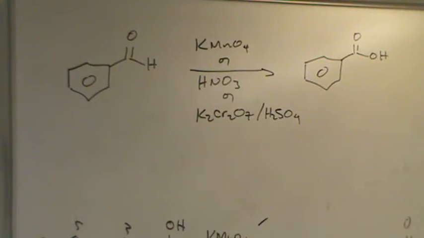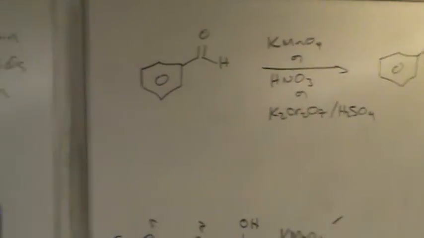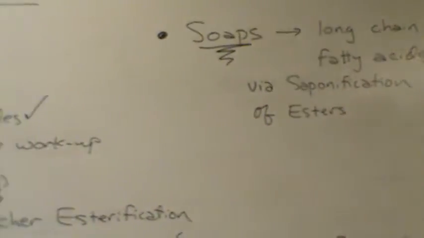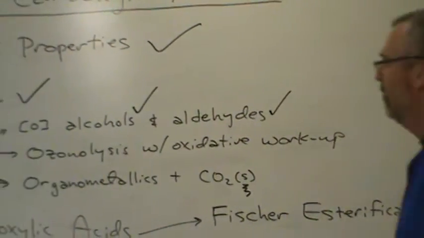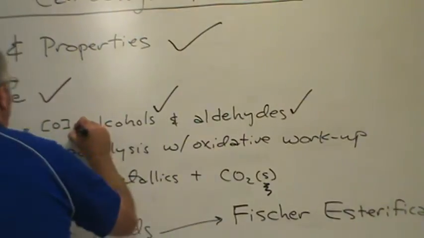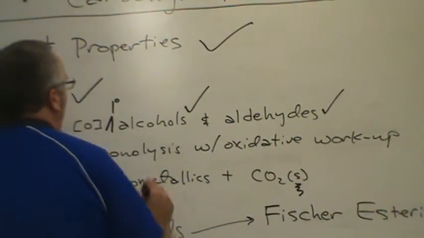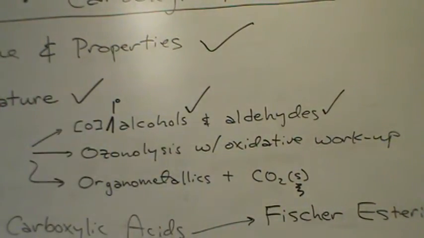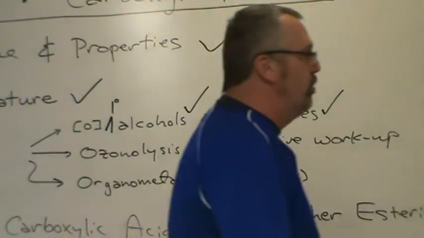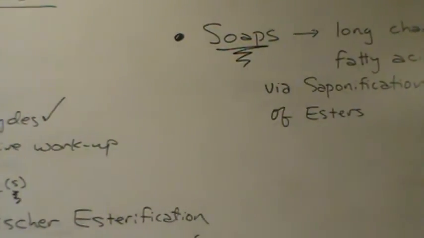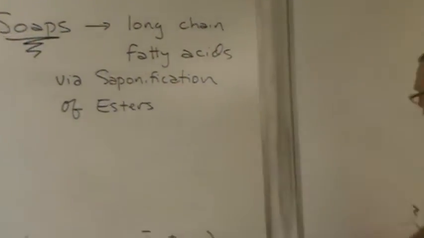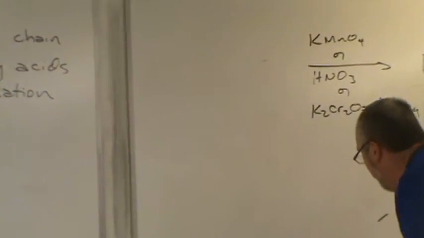So there it is. Primary alcohols and aldehydes are very easy to oxidize to carboxylic acids. I probably should have written here primary alcohols, because secondary alcohols and tertiary alcohols won't do it. Let's look carefully at a secondary alcohol and a tertiary alcohol to understand why that is true.